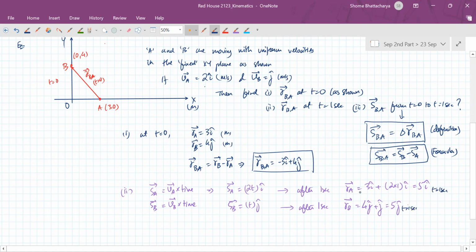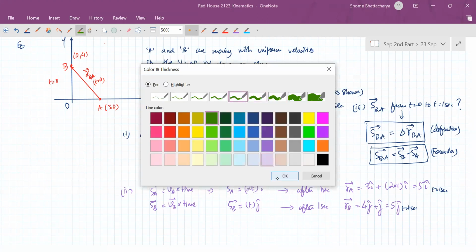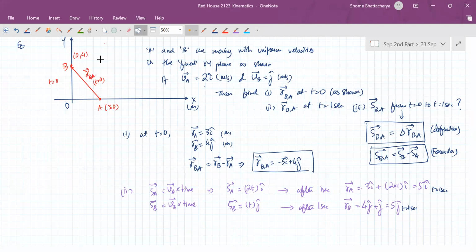If you want to understand the same thing in terms of the diagram, that geometrically what is happening here, you can see that this is what is happening. A is displacing at the rate of 2 meters per second, and B is displacing at 1 meter per second. So A actually displaces by a larger amount than B does, I mean, larger magnitude. So now A should reach here, at (5, 0).